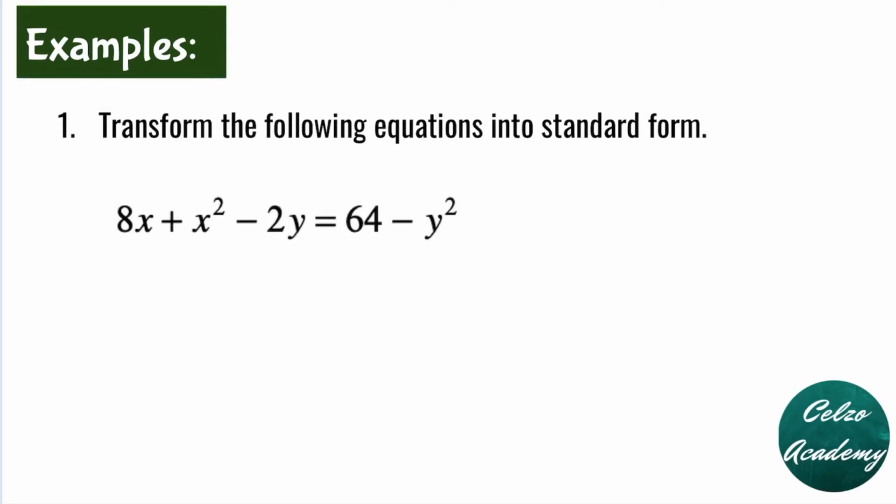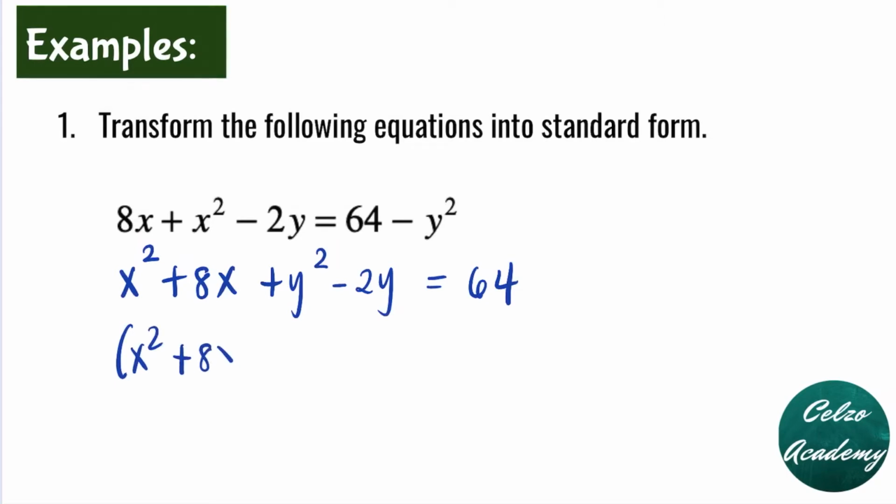I will begin first with the variable x, beginning with the second degree, so we have x squared plus 8x. Now the terms with the variable y. I will transfer negative y squared to the right. That becomes now plus y squared minus 2y, and I will keep the 64 on the right side. So now we will group the x together and do completing the square. So we will have x squared plus 8x, I will leave a space, plus y squared minus 2y, I will leave a space as well, is equal to 64.